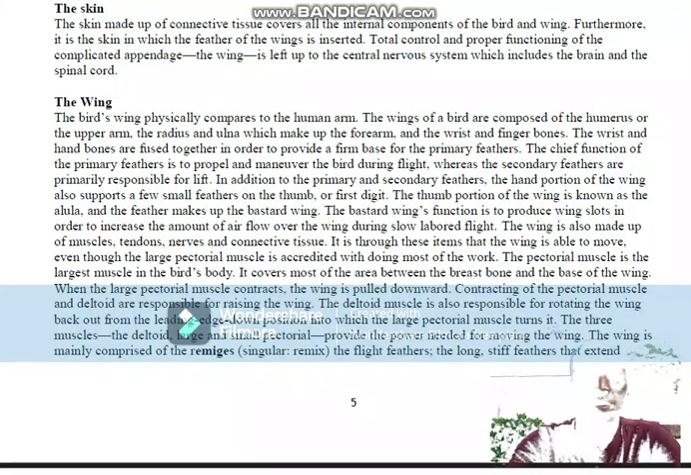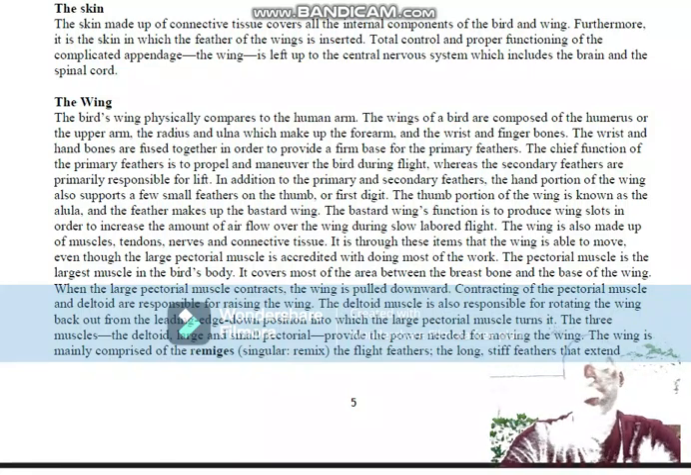Now, the pectoral muscles are credited with doing most of the work of the flight and movement of the wings during the flight of the bird, and this goes together, the pectoral muscles with the deltoid muscles. Now, the pectoral muscles are the largest muscles in the bird's body. They cover most of the area between the breastbone and the base of the wing, and when the large pectoral muscles contract, the wing is pulled downward, and when they relax, the wing moves upward.